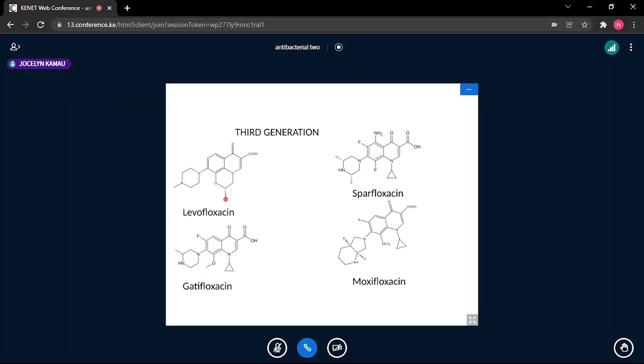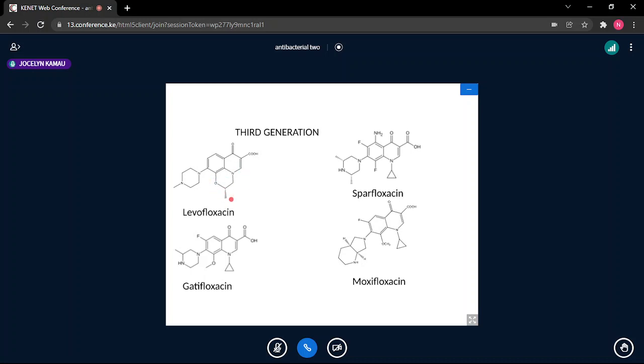So ofloxacin will be the racemate mixture, whereby you have the levo and the dextroisomer, whereas levofloxacin will only be one isomer, the levoisomer, and it was found to be more active than the ofloxacin, and therefore qualifies to be in the third generation.